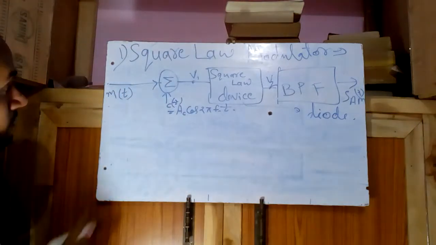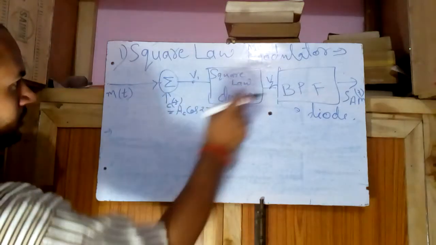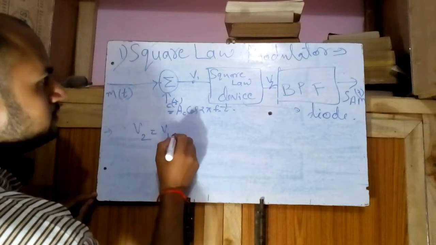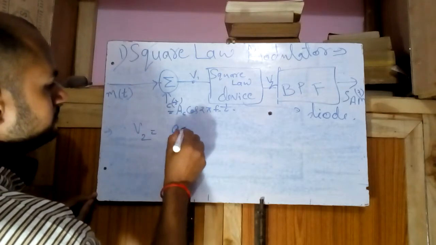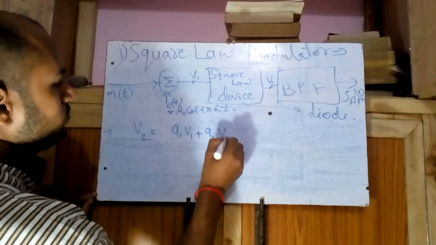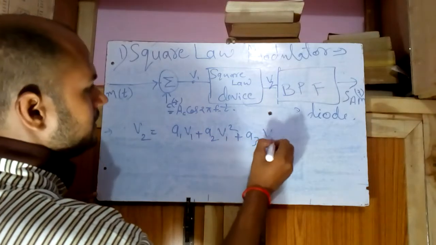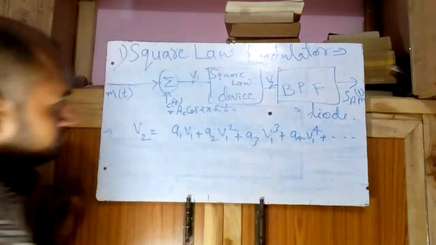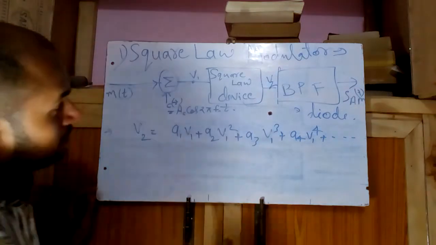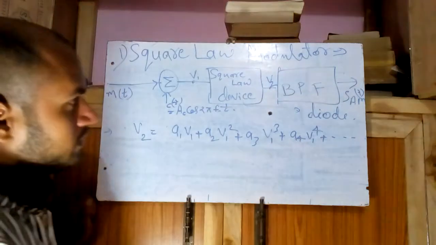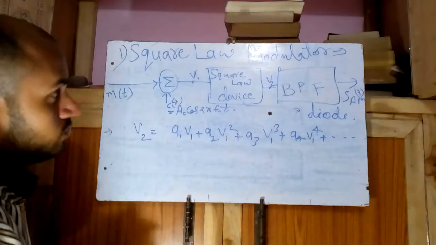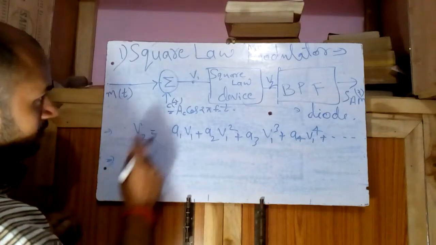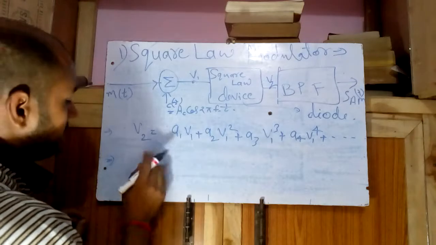Now V2 is equal to V1 A1 V1 plus A2 V1 square plus A3 V1 cube plus A4 V1 power 4 dot dot dot. The band pass filter, how? Means which type of band pass filter we will use and what will be the frequency range or bandwidth.